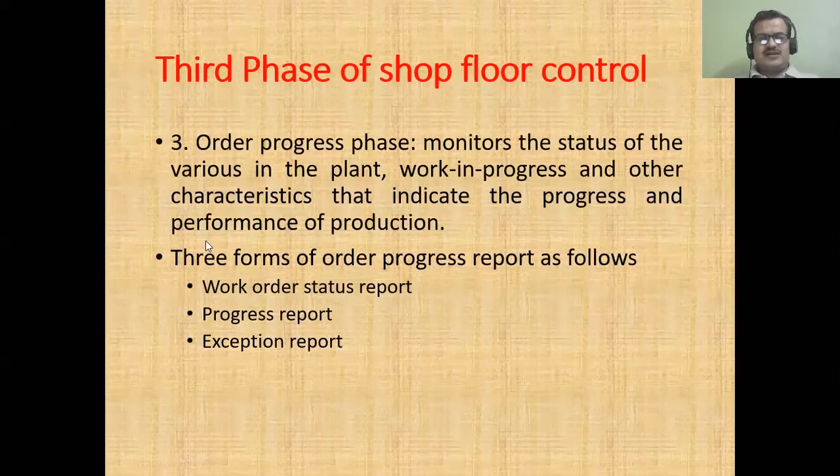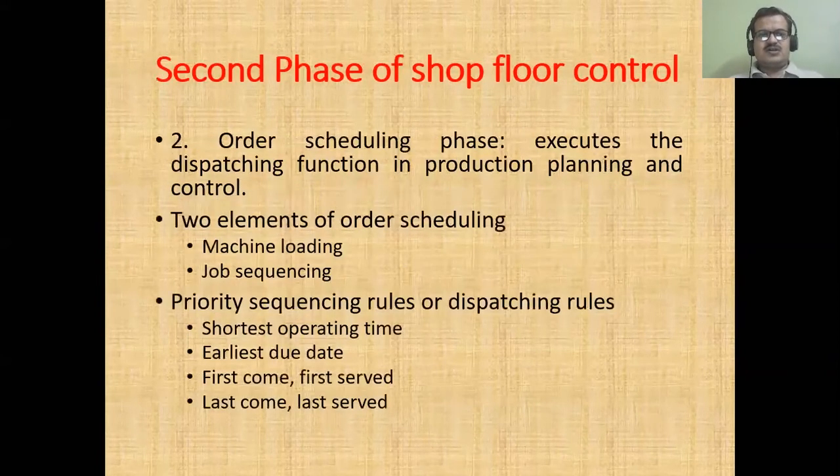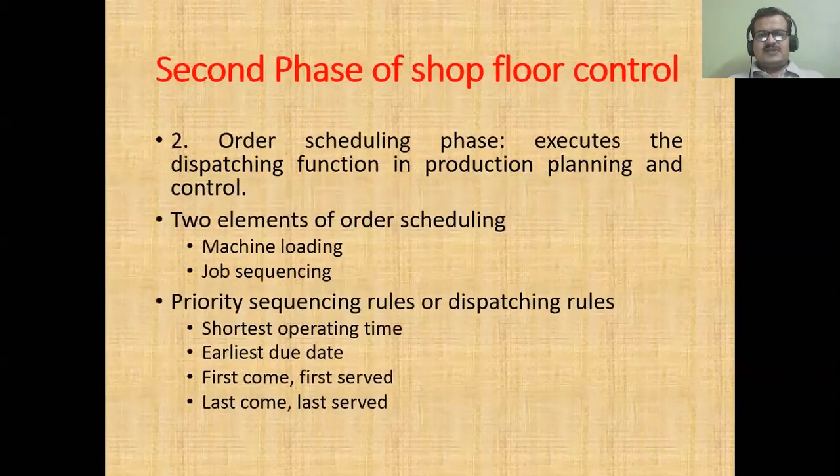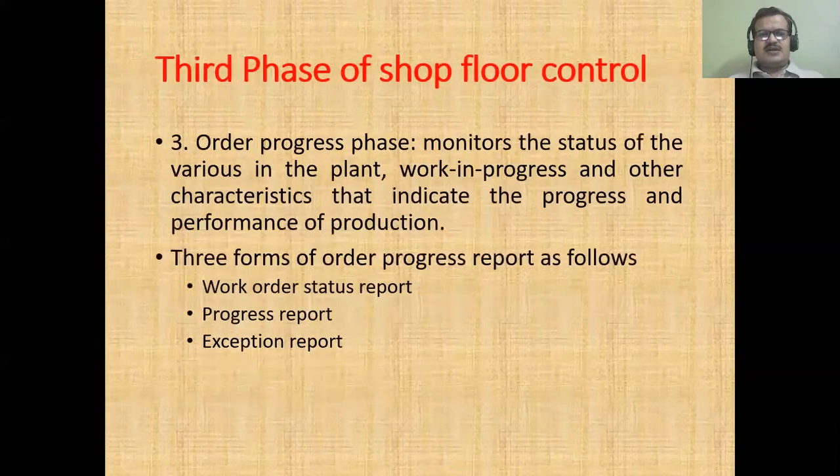So we collect the information on that progress in various report formats: work order status report, progress report, exception report, and like that. So these are the three most important phases of shop floor control. What? First phase is the order release phase, second phase is the order scheduling phase, and third phase is the order progress phase.